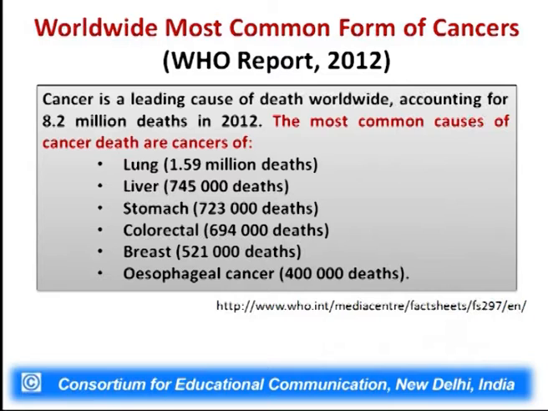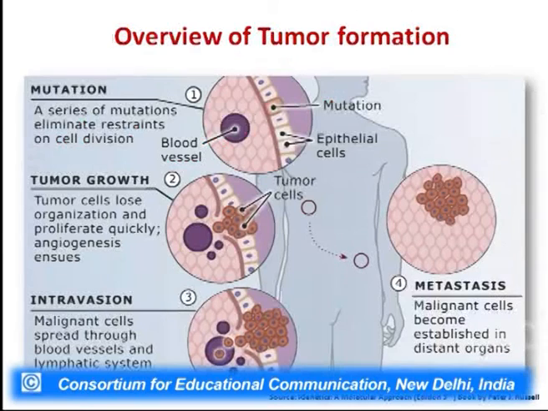Now, cancer is one of the leading causes of death worldwide. According to this, about 8.2 million deaths occurred in 2012. The most common causes are cancer of the lung, in which about 1.5 million deaths occur, liver cancer, in which about 745,000 deaths occur, stomach cancer, colorectal cancer, breast cancer and esophageal cancer. All these are the most important widespread cancers across the global region.